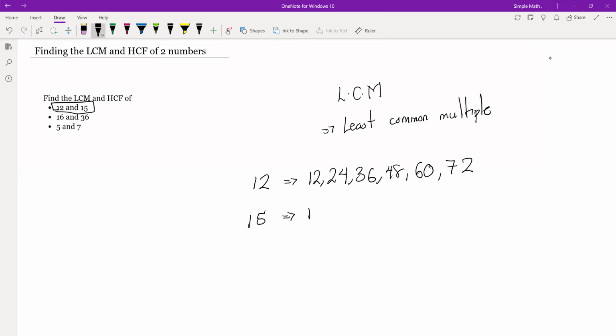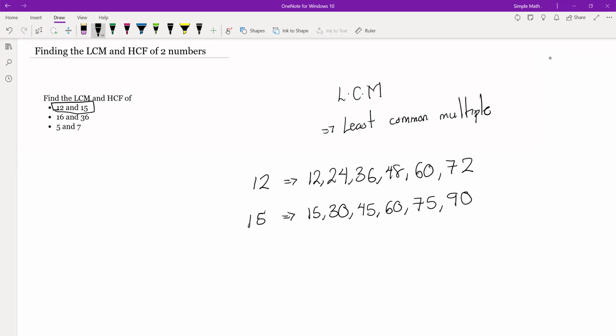What are the multiples of 15? You start with 15. 15 times 2 is 30. 15 times 3 is 45. 15 times 4 is 60. 15 times 5 is 75. 15 times 6 is 90, if I'm not mistaken. Yes. So these are the multiples of 12 and 15.